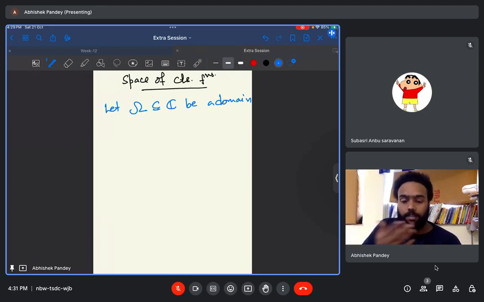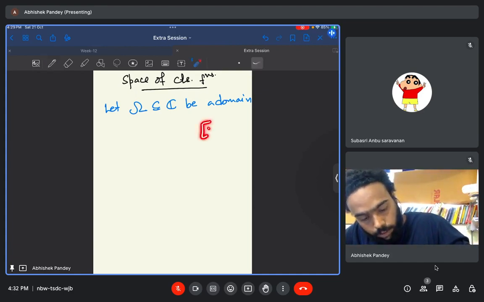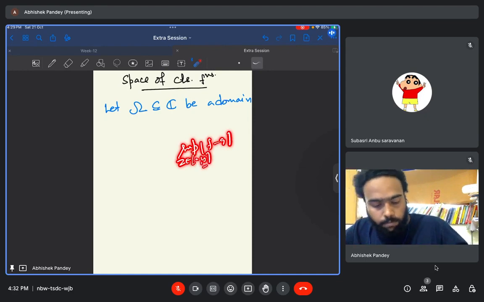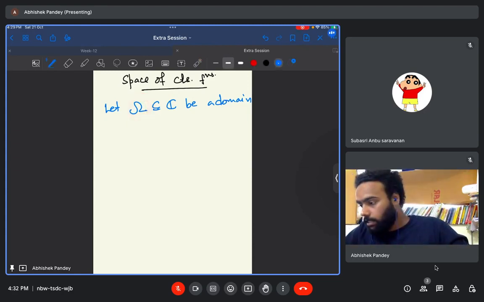Now if you see in the real case, if you take the collection of all continuous functions from the closed interval a comma b to R, then you know how to define the metric on this one. You just take the supremum. The distance between two points is the supremum of f minus g over a, b. But here the problem is this is a domain. So you cannot just take the supremum. The supremum may not exist. So for that we need a different notion.